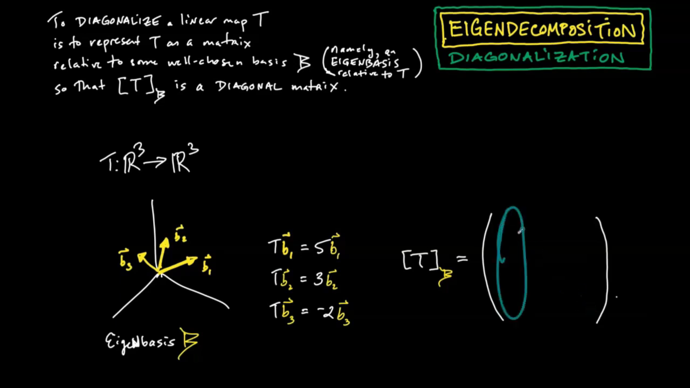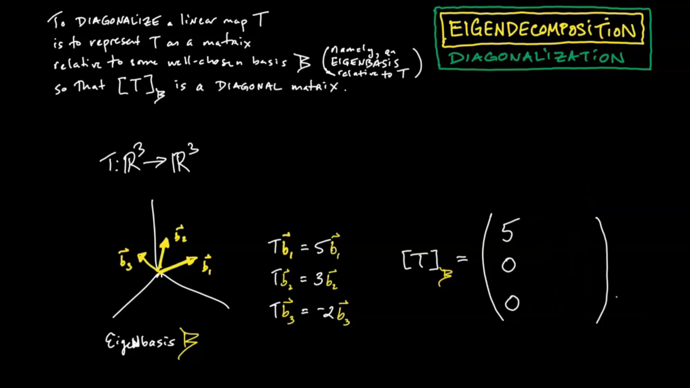For example, the first column, which is the image of B1 in B coordinates, what will that be? Well, the image of B1 is 5B1. So to express 5B1 in B coordinates is simply to ask how many B1, B2, and B3 steps do I have to take to get to 5B1? Well, that's obvious. To get to 5B1, I take 5 B1 steps, and then I'm there. So I don't have to take any B2 steps or B3 steps. And all looks well. The same story plays out in the other columns.